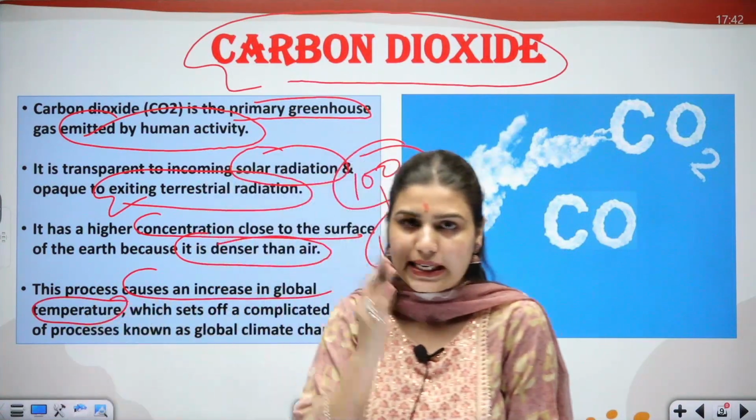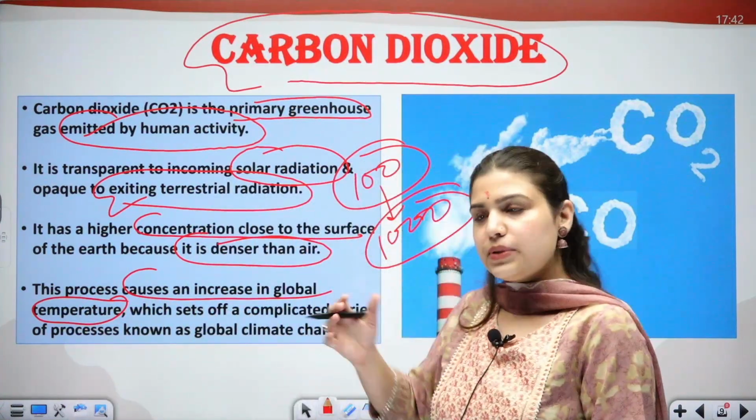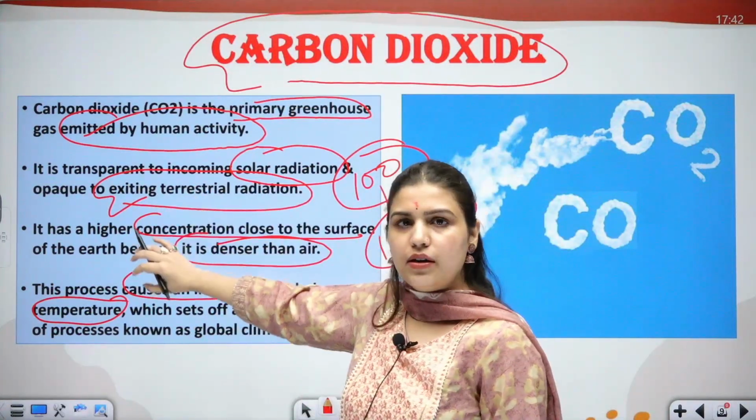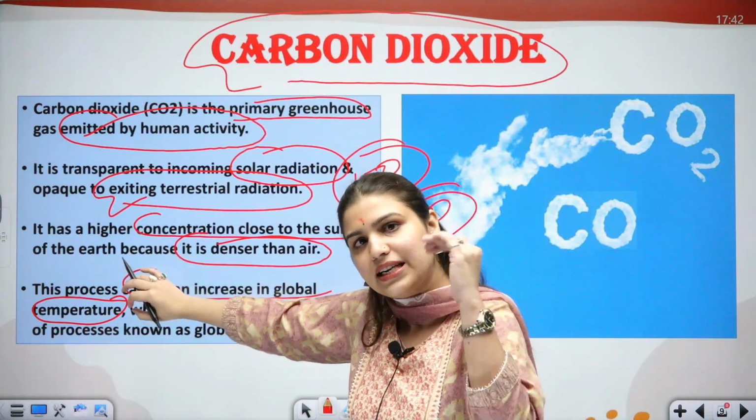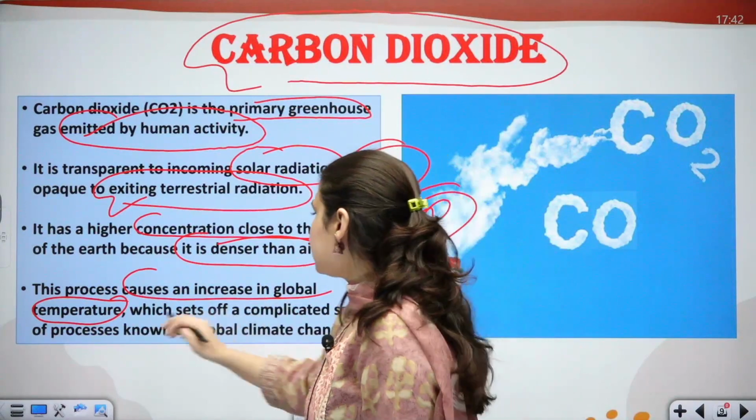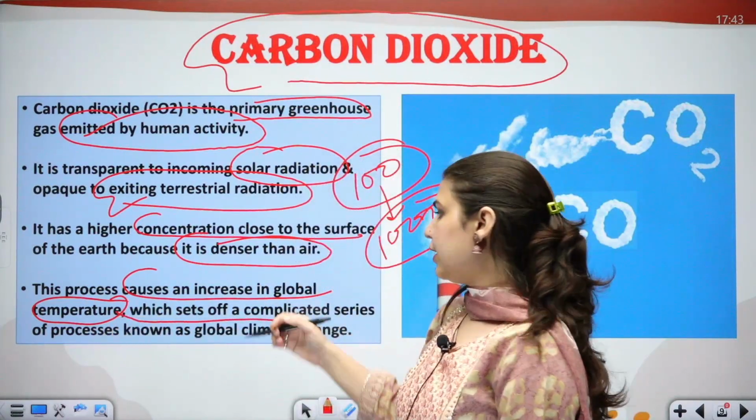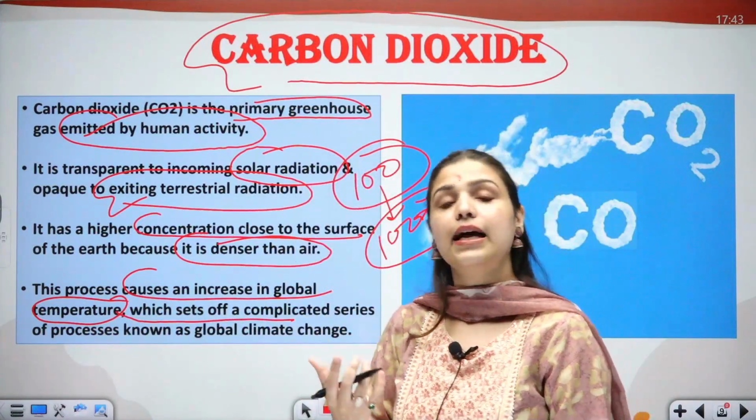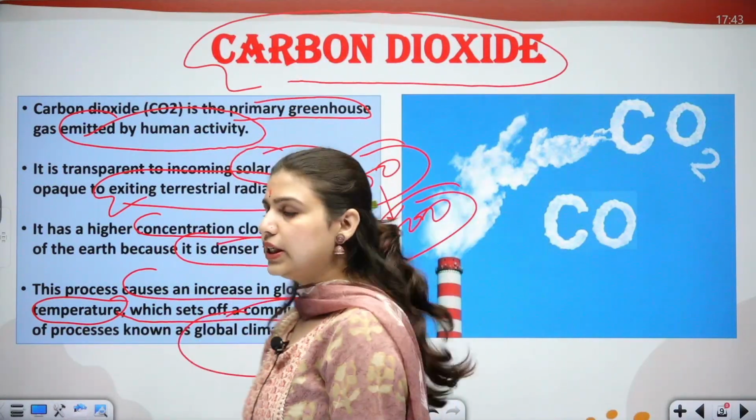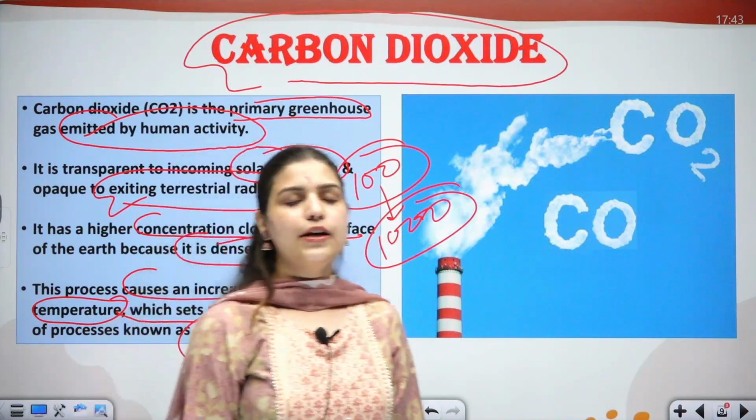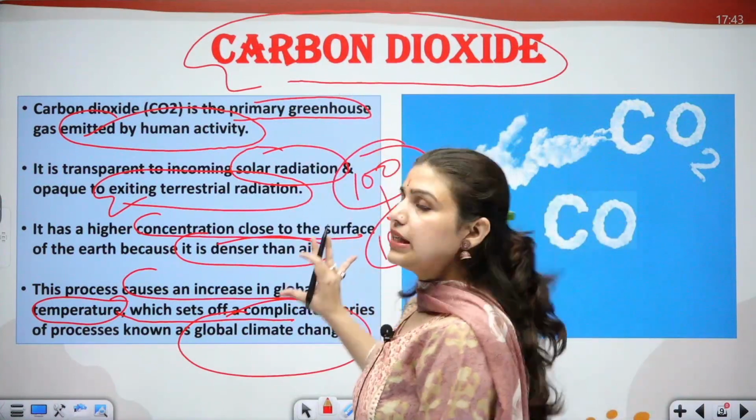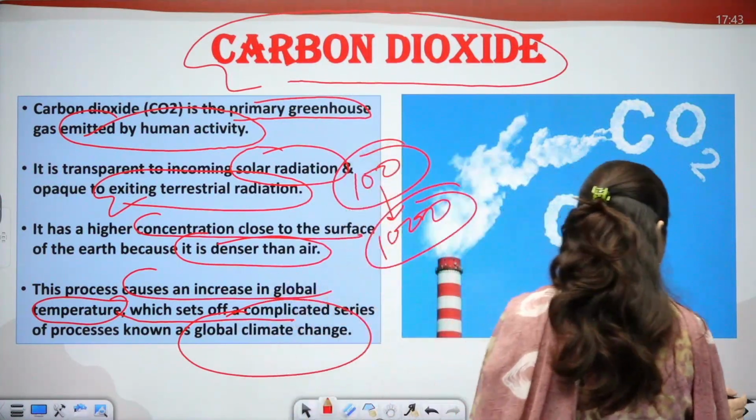Because the sending back process is opaque, it is not transparent, the concentration keeps increasing near the earth's surface, and because of that it leads to a global temperature increase, which sets off a complicated process. That complicated process is global warming, or global climate change, which we are experiencing right now. There are certain things changing which are not natural. So this is about carbon dioxide and how it contributes.